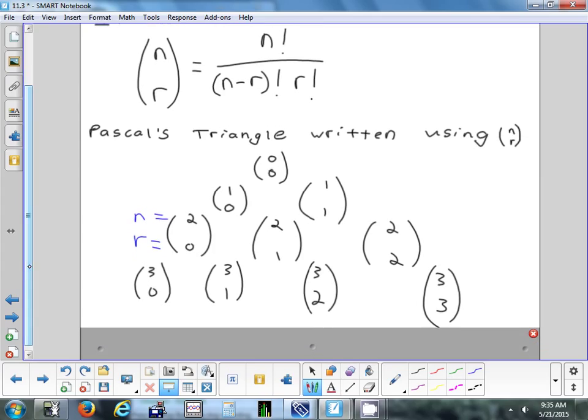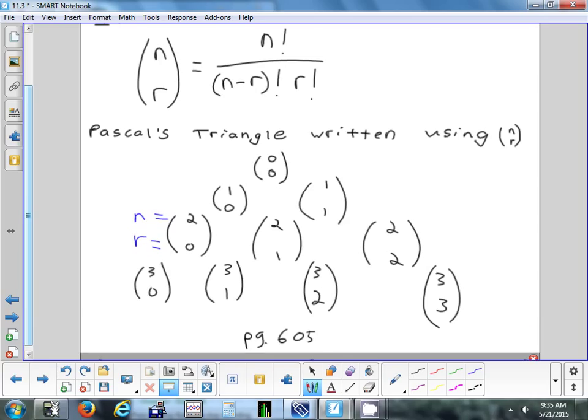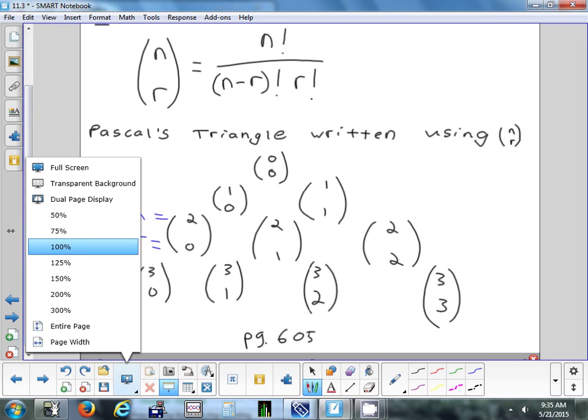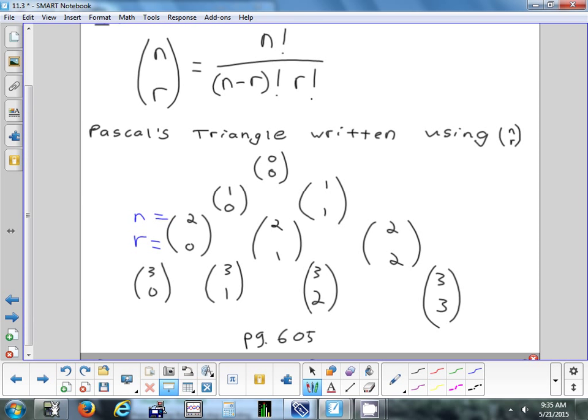A little time consuming, but certainly not as bad as if you had to generate the 15th row by hand. Now you've got a formula. You could even write a program on the calculator. You just type in n, you type in r, and it does all that work for you. This is in your book on page 605. Does everyone understand what you call the columns and rows, and how you number them? Start at 0, 0.